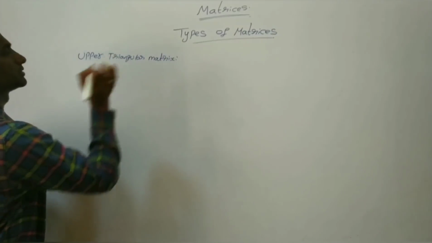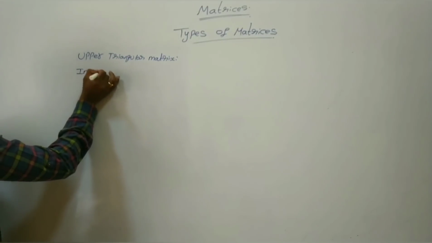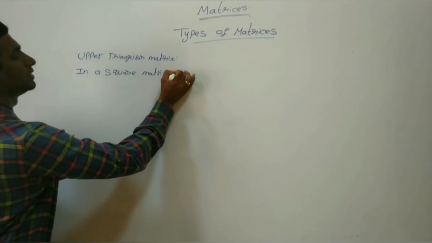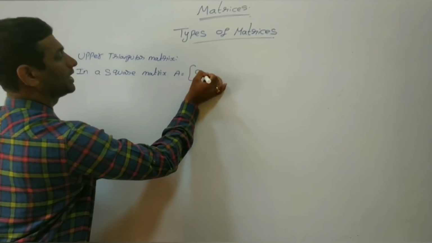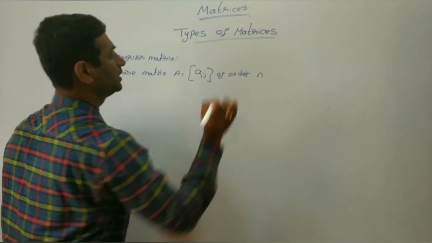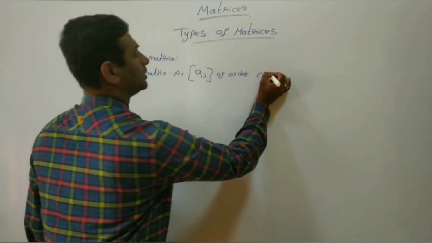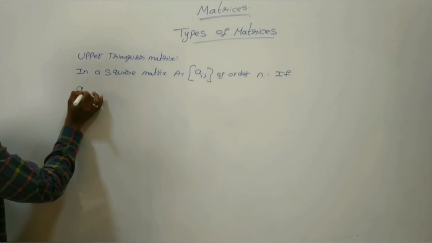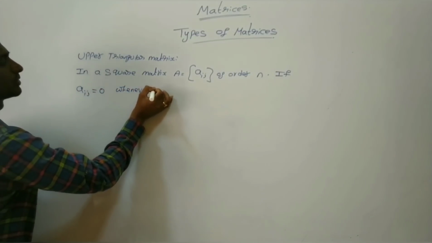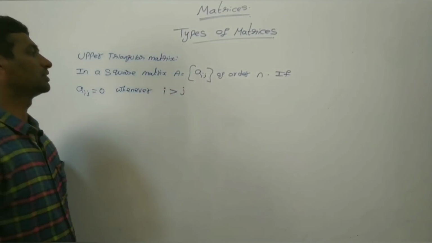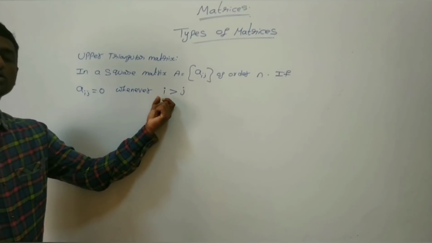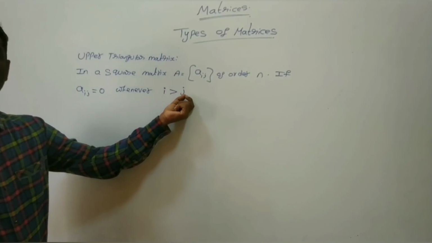Upper triangular matrix. So in a square matrix A is equal to Aij of order n, means it has n rows and n columns. If Aij is equal to 0 whenever i is greater than j. In the previous, i is less than j. Now in this, the ith row should be greater than the jth column.